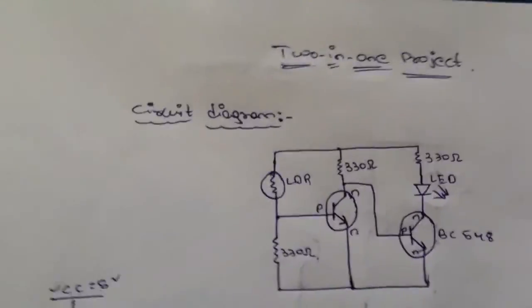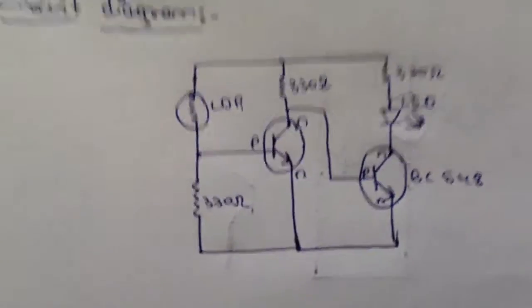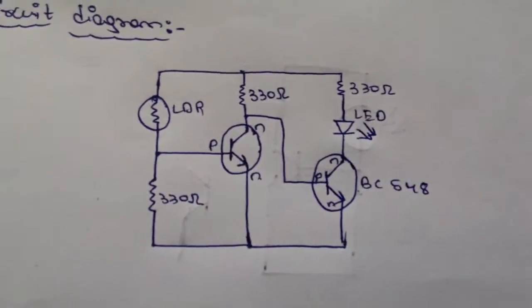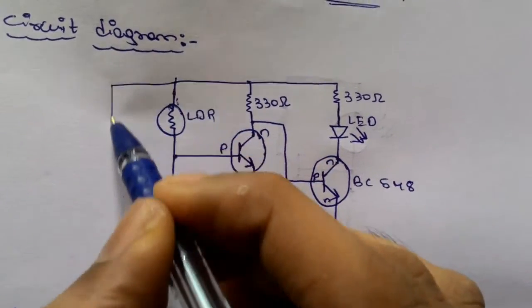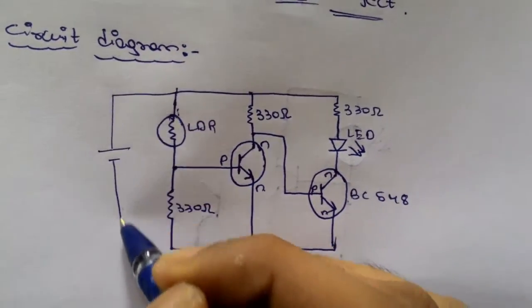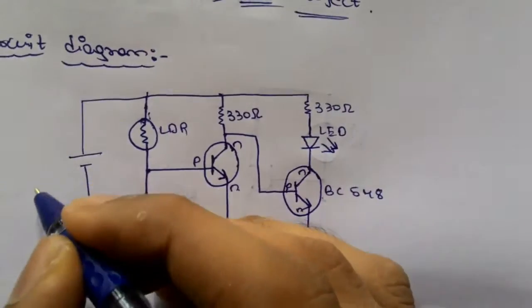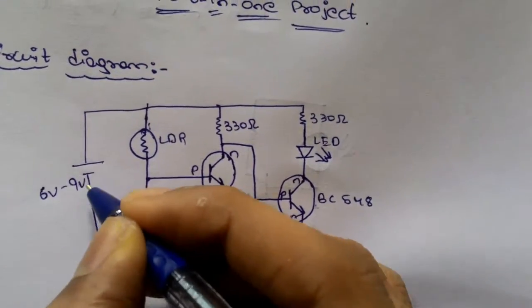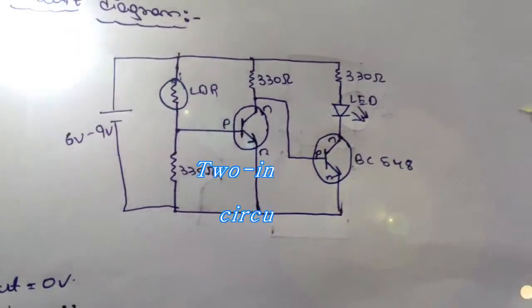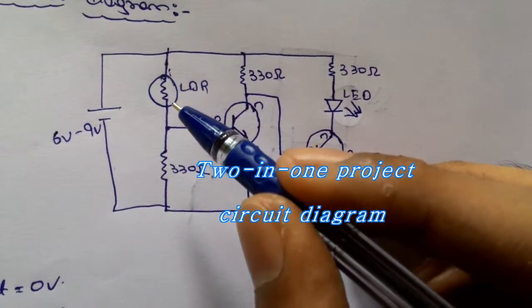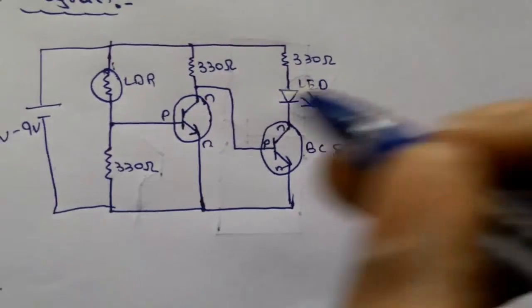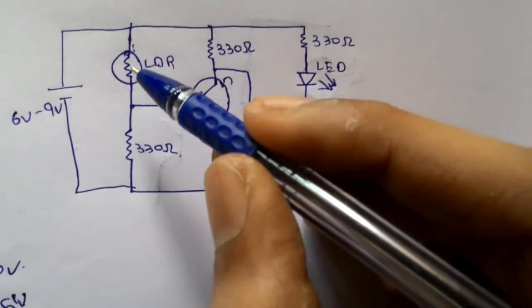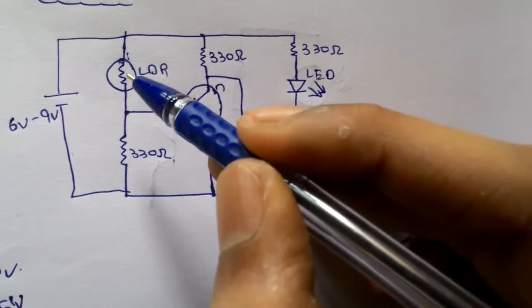Let me show the 2-in-1 project circuit diagram. This is the circuit diagram of the 2-in-1 project. We connect the battery through these terminals. We can give 6 volts to 9 volts input. So the basic principle of the LDR is, whenever light falls on the LDR, the resistance value decreases.